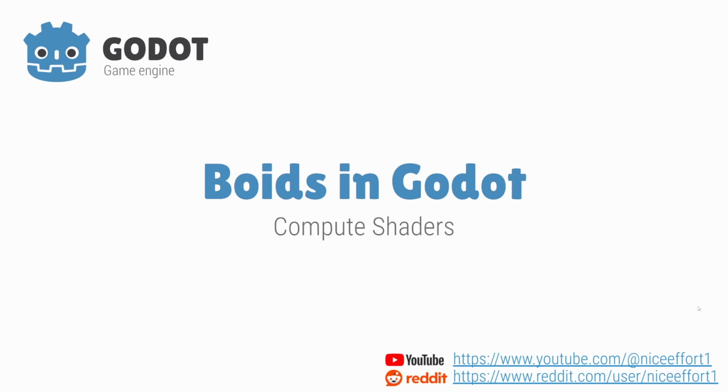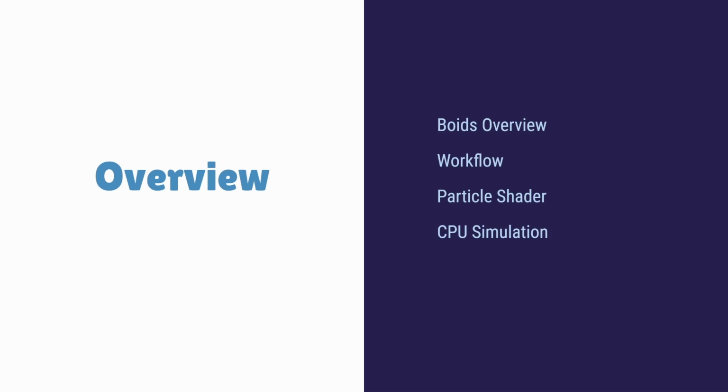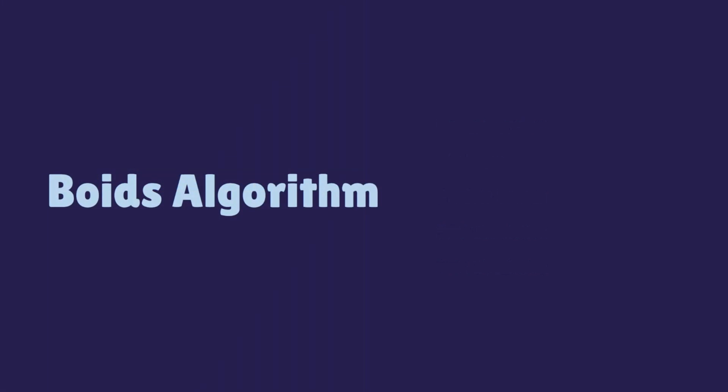Okay, before we get into all the coding, let's just do a quick overview. I'm going to provide you with a super quick explanation of what Boids is, and talk through the workflow that we're going to use in Godot. Then I'll show you how to implement the particle shader for rendering the Boids. We'll do a CPU simulation first, and then we will do the GPU simulation with the compute shader.